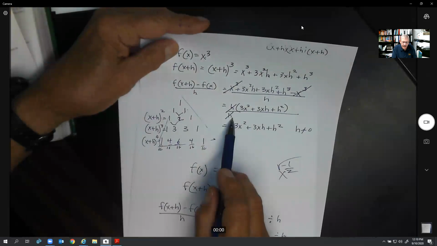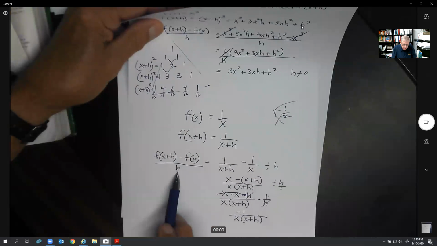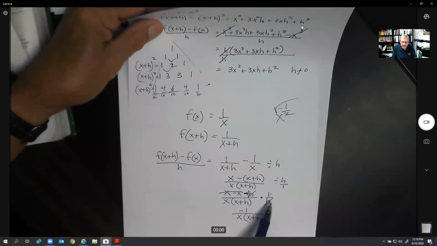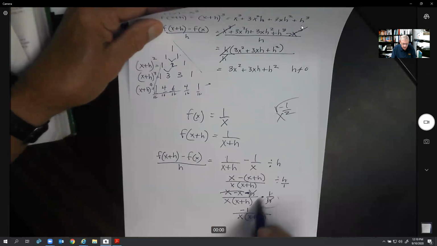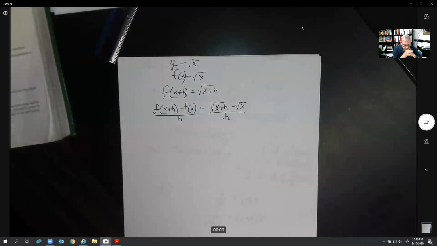Bingo, get rid of the h right here. You leave it in this form, but get rid of this h right here. They don't like them. So how are we going to get rid of that h?